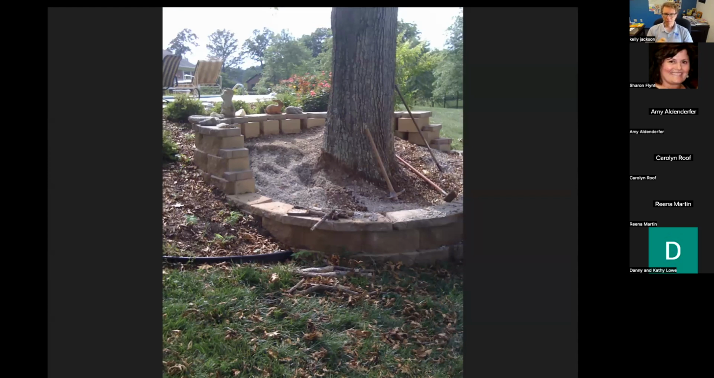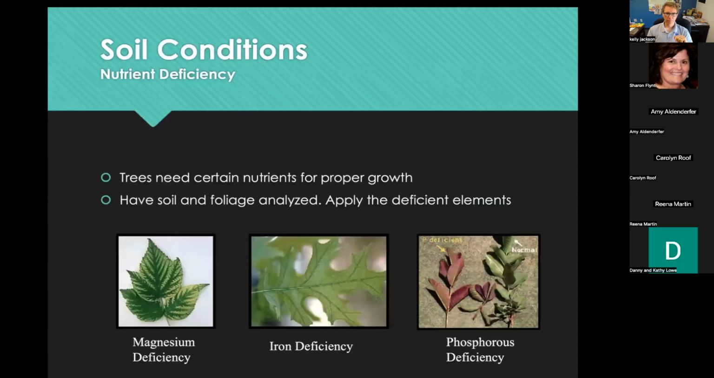And rather than just going in there and trying something, you need to have someone that knows how to do those things correctly if it's important enough to protect that tree. Okay, change. Nope, we're still in soil.